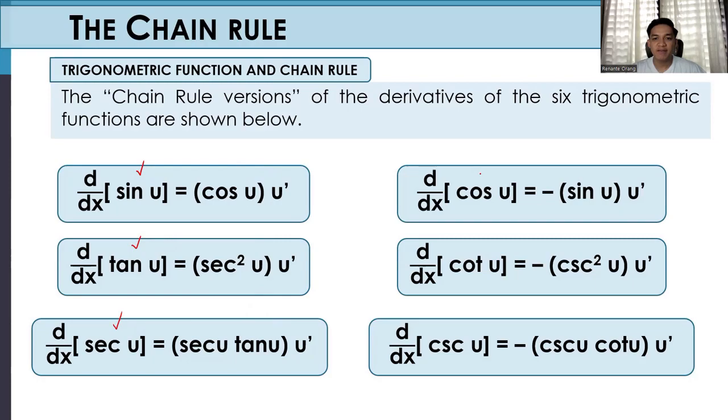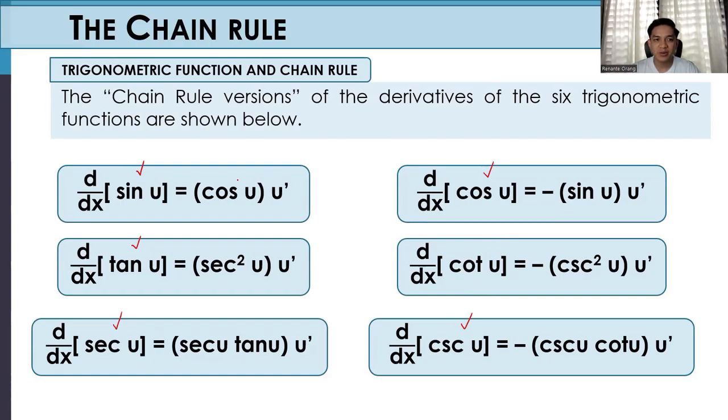Fourth one, we have the derivative of cosine u is equivalent to negative sine u, u prime. Next, we have the derivative of cotangent u is equivalent to negative cosecant squared u, u prime. And last one, we have the derivative of cosecant u is equivalent to negative cosecant u, cotangent u, u prime.